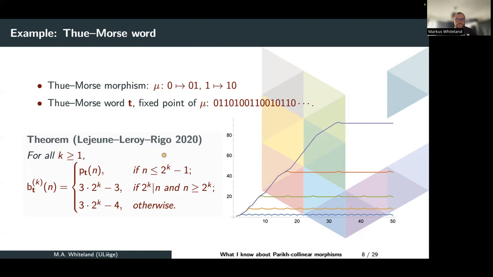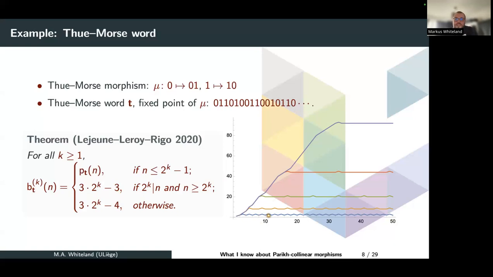So here, if you fix any k, the k-binomial complexity function will be essentially the factor complexity function for small lengths. And once you're long enough, it depends on whether you're a multiple of 2^k, recall that k is fixed, then you have this value, while otherwise you'll get this value. And here in the graph, you can see how this behaves.